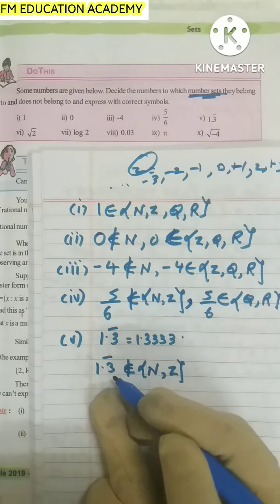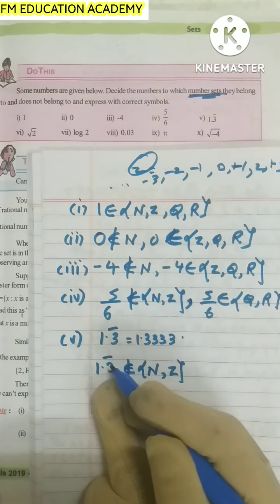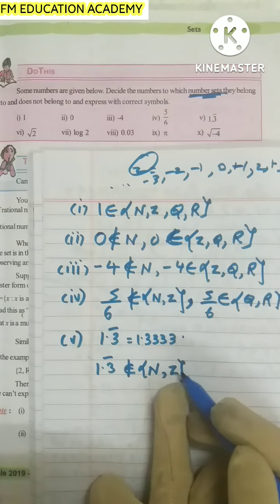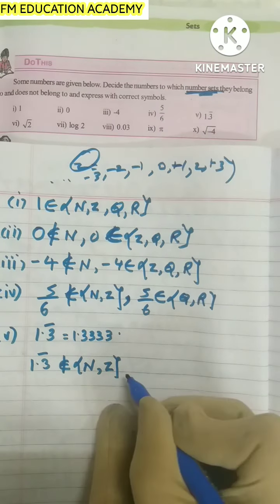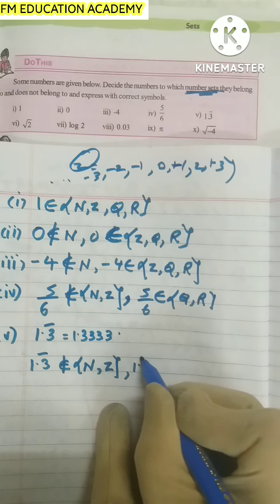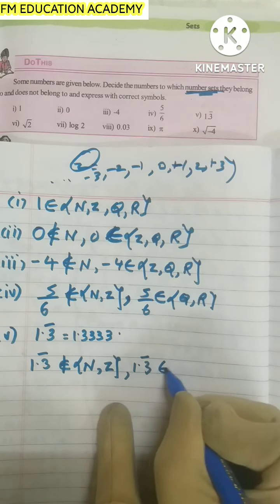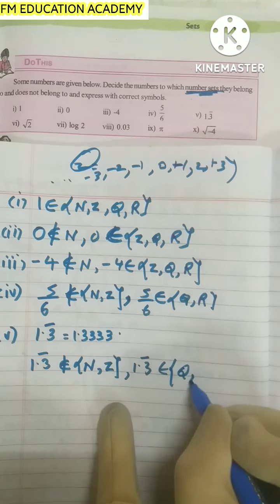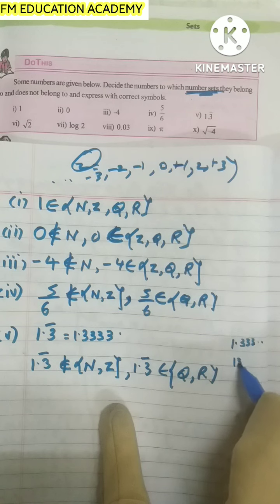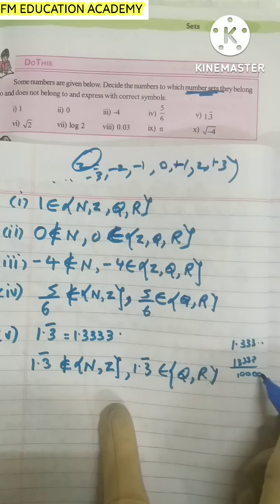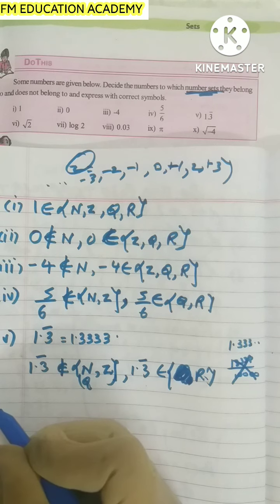But 1.3 bar is a non-terminating repeating decimal. That is why it does not come under integers. But is it a rational number and a real number? Yes, it is a rational number because it can be written as 1.333 and so on, so it can be written as 1333 by some number of zeros. Okay, the fifth bit is this.